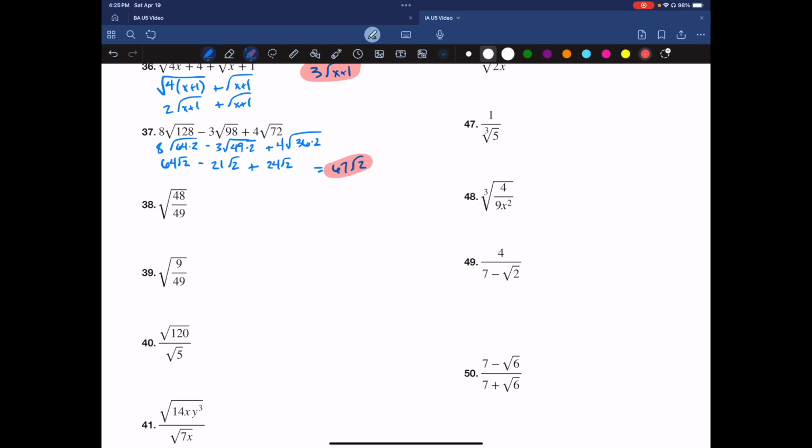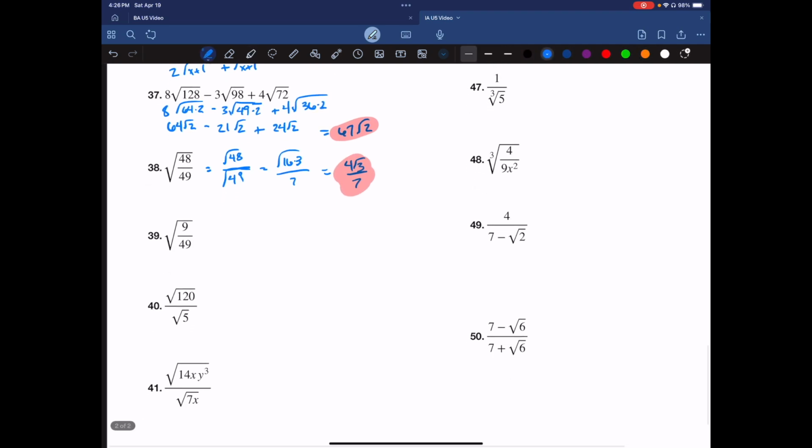Now, on 38, remember that you can split this up and take the square root of 48 and the square root of 49. Well, the square root of 49, you know, is going to be 7. And you can simplify the top. That's going to be 16 and 3. I can take the square root of 16. So that's going to be 4 square root of 3 over 7. And there's your answer.